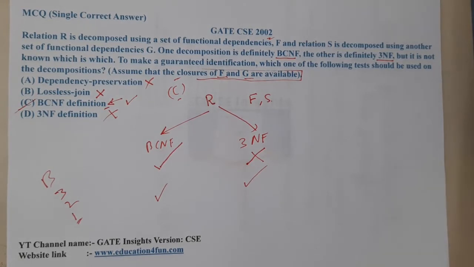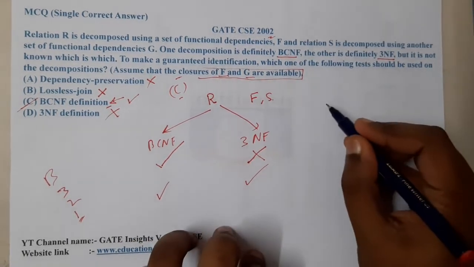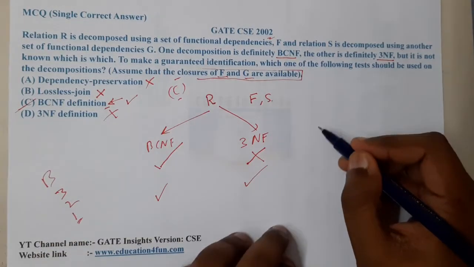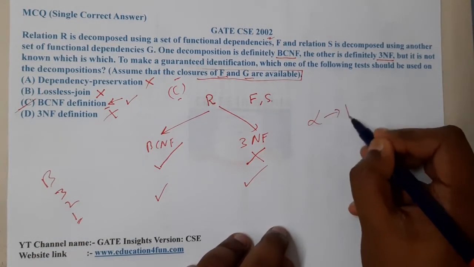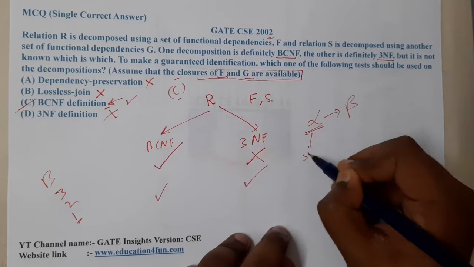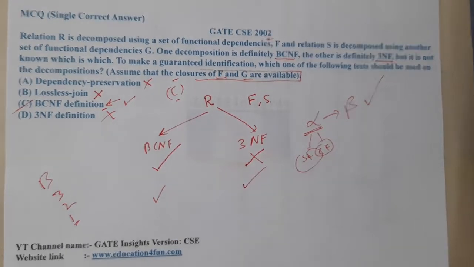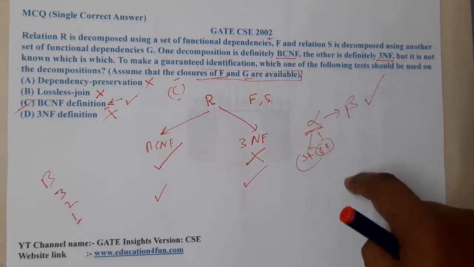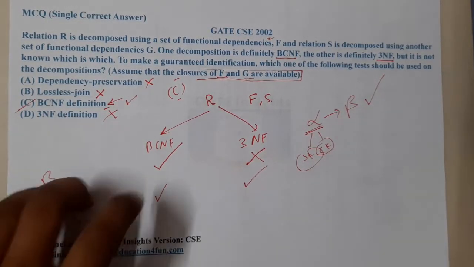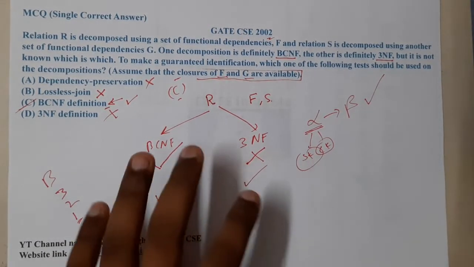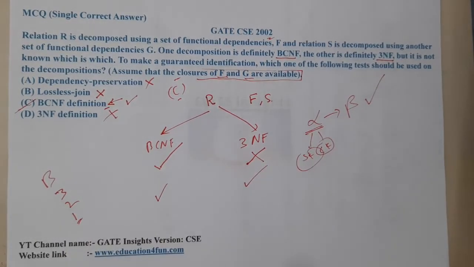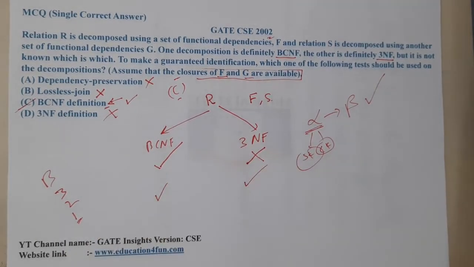In the BCNF test, if you have the functional dependencies and you already know the closures, you can directly say that if alpha implies beta and alpha is a super key or candidate key, that particular dependency is in BCNF. If every one of the dependencies is like that, it is BCNF, and if one of them is not in BCNF, it is 3NF. In that way we can easily find which table is which.